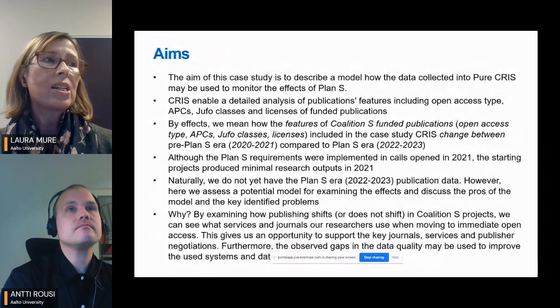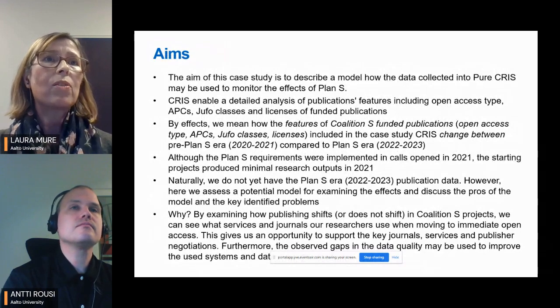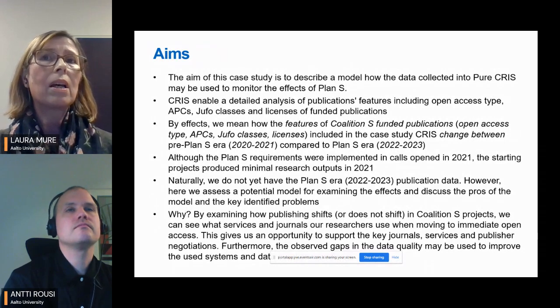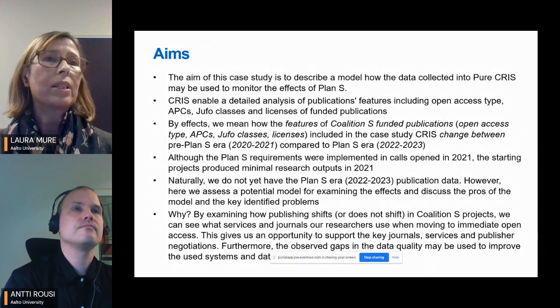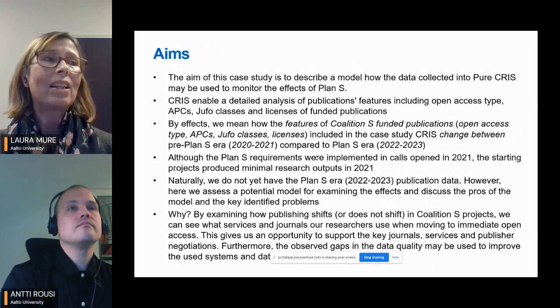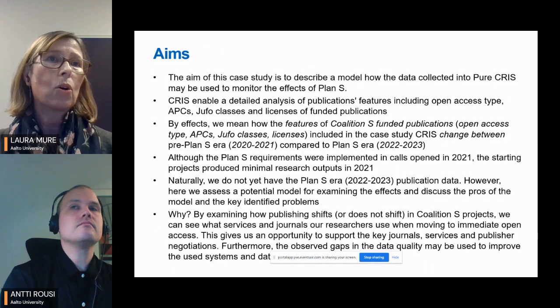So the aim of this study is to describe a model of how the data collected into Pure may be used to monitor the effects of Plan S. And by effects, we mean how the features of Coalition S-funded publications included in this case study change between the pre-Plan S era, which is sampling material from 2021, compared to the Plan S era, which is the sampling material of 2022 and 2023. And naturally, we don't yet have any data of the Plan S era, but the idea is that we create a model for examining the effects and can detect maybe the key problems of the model.